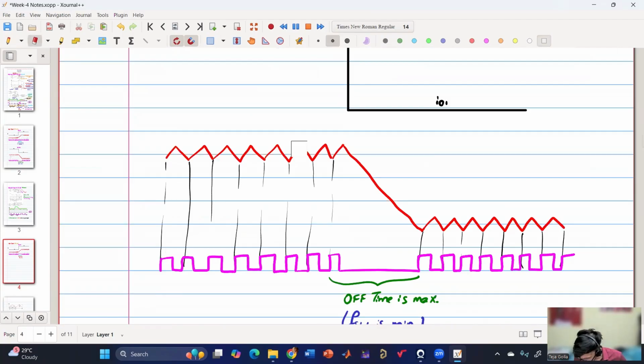So now what happens is it has this minimum off time, right? It has this minimum on time, right?